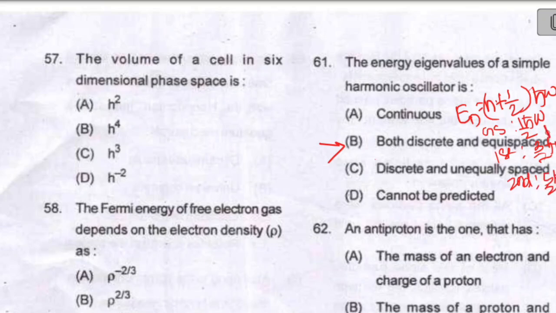So you can see the difference is h cut omega between any two states, between the ground state and first excited state, between the first excited state and second excited state. The difference in energy is h cut omega. So this is equispaced and the energy states are discrete. Okay.